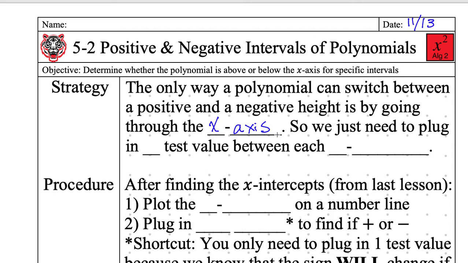This is interesting because since we only have x-intercepts, that means if I am positive here, I am also positive here and here and here and here. I can only be negative after going through an x-intercept. I might still be positive, but I could also now be negative after moving through the x-axis.